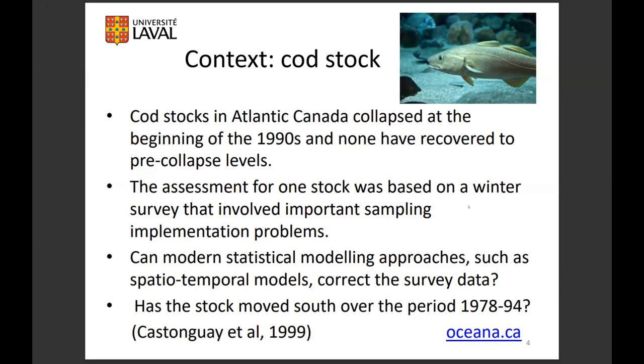The context of this talk is that the stock has collapsed. We all know that the stock has collapsed in Canada, but there was a relatively important stock in the Gulf of St. Lawrence, and this one also is experiencing problems. The assessment of this stock was based on a winter survey, and there were some important implementation problems with the survey. The idea of this project is to investigate whether modern statistical approaches, such as spatio-temporal models, can make up for the deficiency of the survey. An auxiliary question raised by some fishery scientists is whether the stock has moved south over a period in the 1990s.